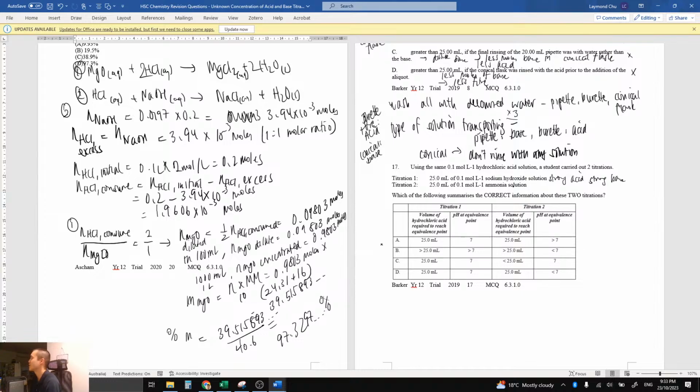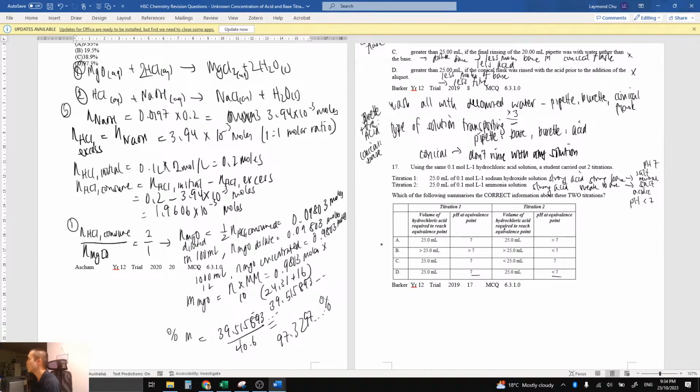For hydrochloric acid and ammonia, we've got strong acid and weak base. So we know our combination of strong acid, strong base gives us a salt, which is neutral, being pH 7, and our strong acid, weak base gives us a salt, which is acidic, which means a pH less than 7. Okay, so just looking on the pH for the equivalence point, we want to see that titration 1 should give us a pH of 7, and titration 2 should give us a pH less than 7. So where is that the case? The case is here, D.